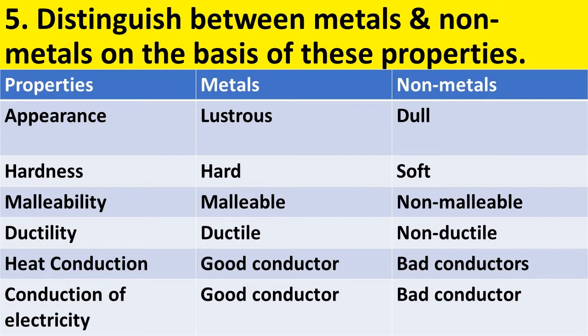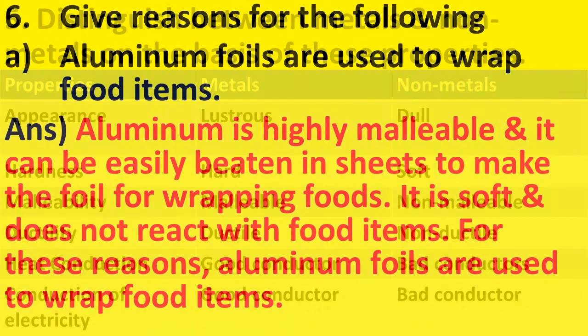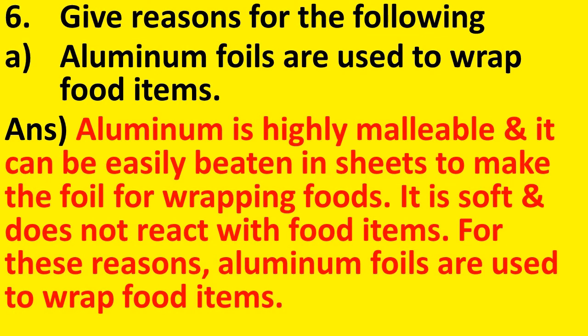Heat conduction. Metals are good conductors of heat, whereas non-metals are bad conductors or poor conductors of heat. Next, conduction of electricity. Metals are good conductors of electricity, whereas non-metals are bad conductors or poor conductors of electricity. Now we will see question number 6.